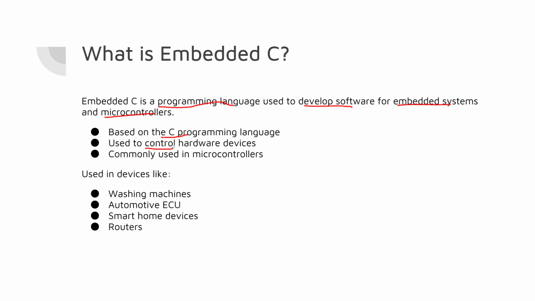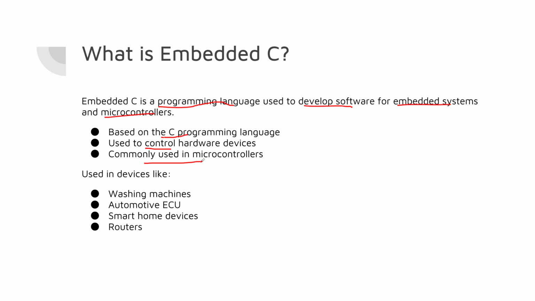So via embedded C, we can easily communicate with hardware devices, which is most commonly used in microcontrollers. If we take general purpose C programming software, it is not intended for resource constraints, whereas embedded C is specially designed for resource constraints. If you take an embedded system, it has limited RAM, ROM, as well as processing power.